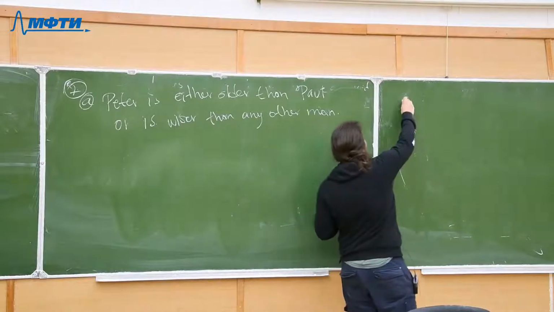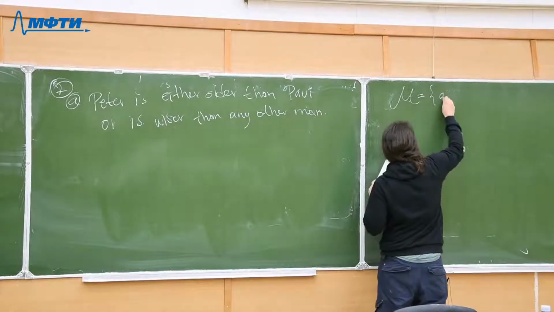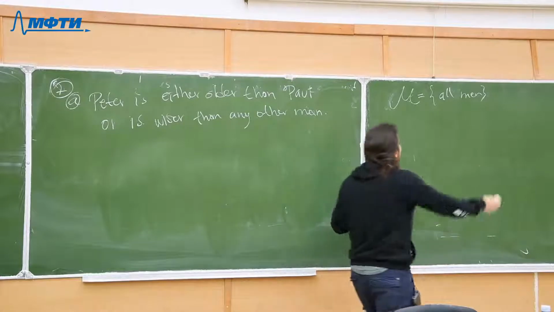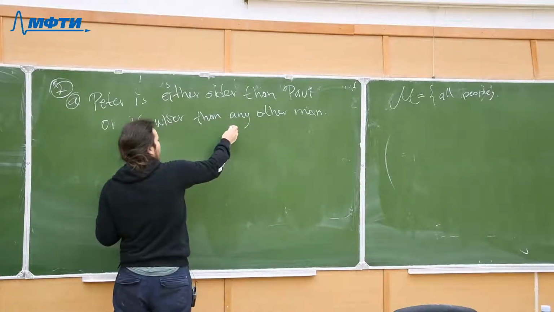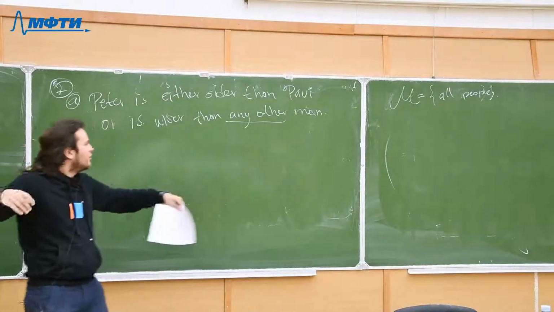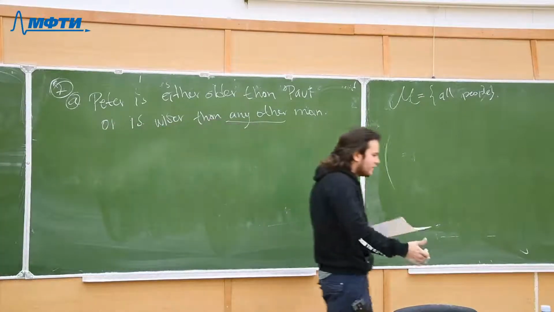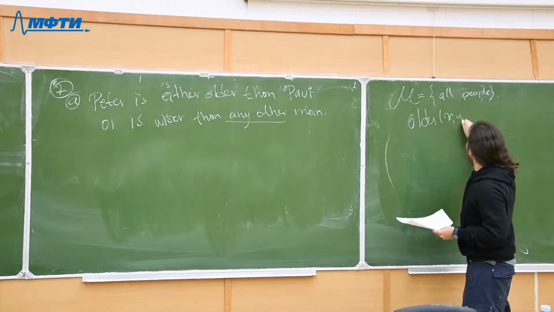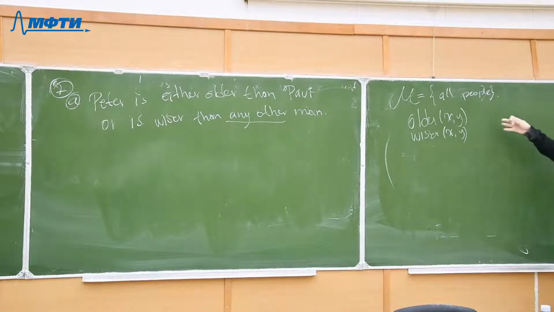So first of all, let's define the domain, and in this case we have, let's call it all men. Okay. So all people. Why? Because we are talking about than any other men, so we have to talk about all men. Or all people, all men. And what predicates do we need to write here? Older, yes, and wiser, right? Yes. So 2 predicates, older and wiser.